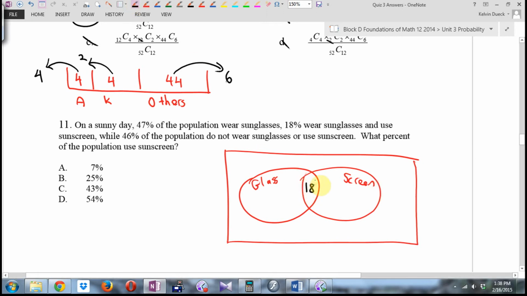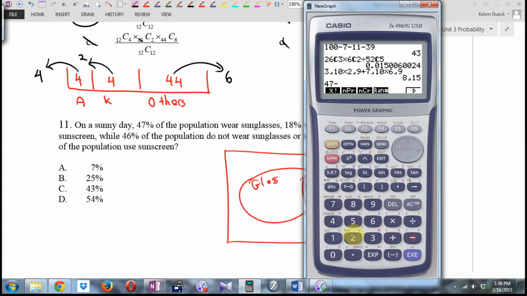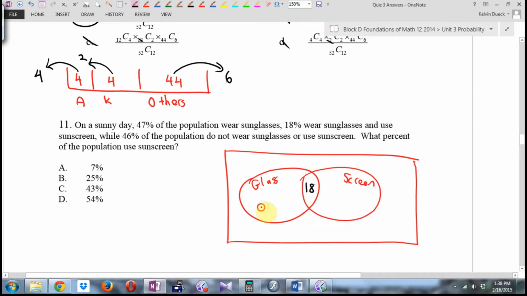So what percent wears sunglasses? 47%, but I've already got 18 in there. 29? Is that right? No, that's wrong. Use the machine, Mr. Dueck. 47. Yeah, I was right. Take away 18. 29. Trust your brain, Mr. Dueck. You're not that loaded up on cough medicine. 46. That's that.